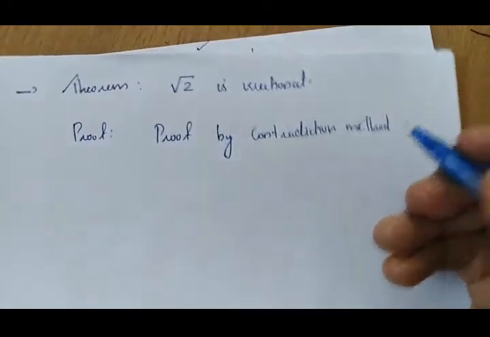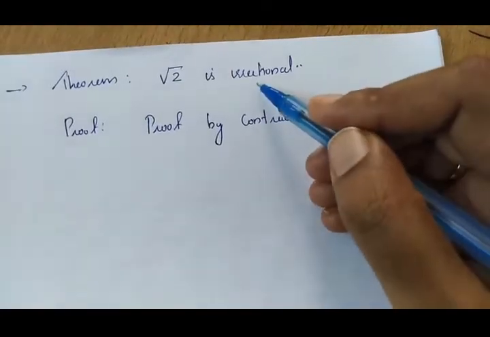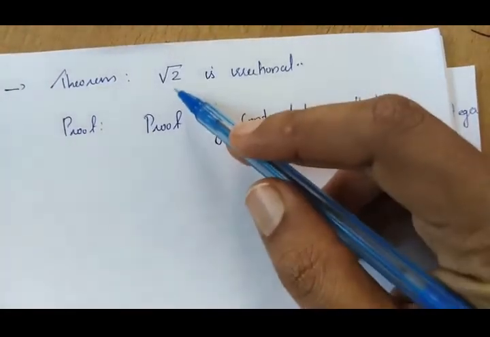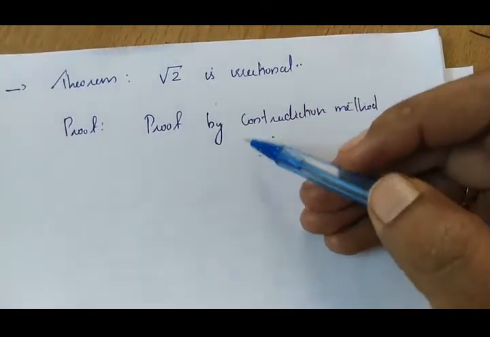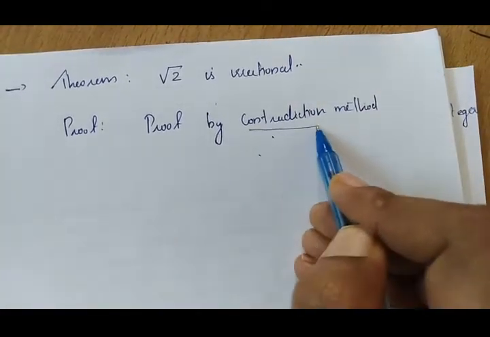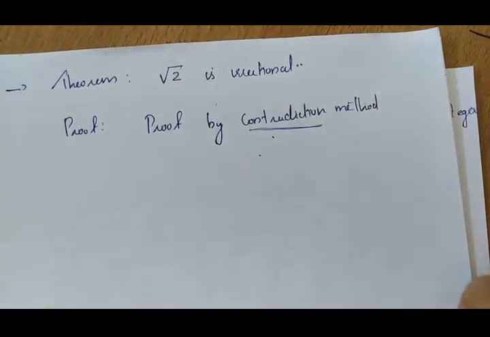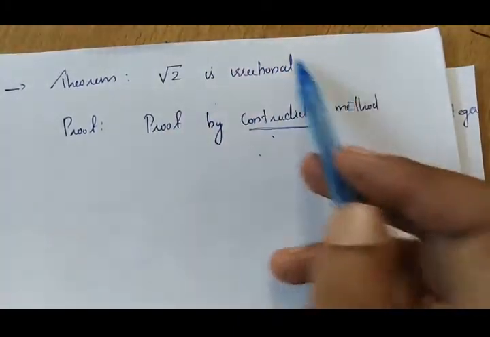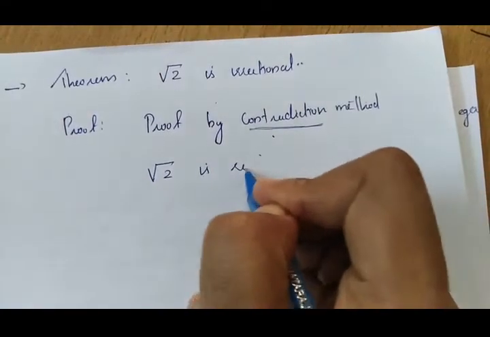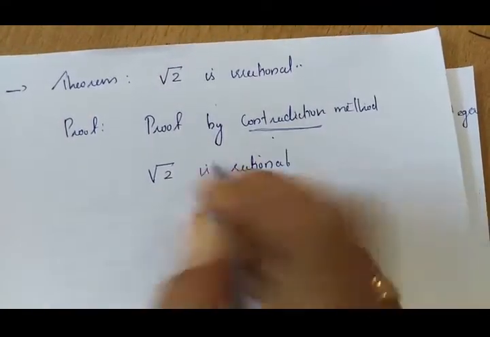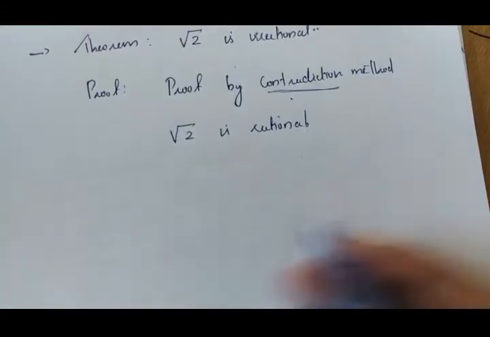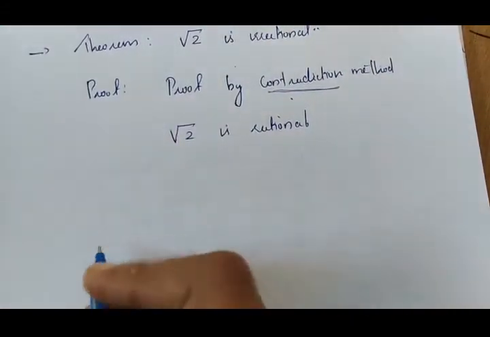What is contradiction? Here the statement is root 2 is irrational, but its contradiction statement is root 2 is rational. So we state that root 2 is rational, then we prove finally it is a false statement. We are proving it by proof by contradiction. We take the contradiction statement of the theorem, that is root 2 is rational. Finally, we have to prove this statement is false. Okay. Let's go to the proof.